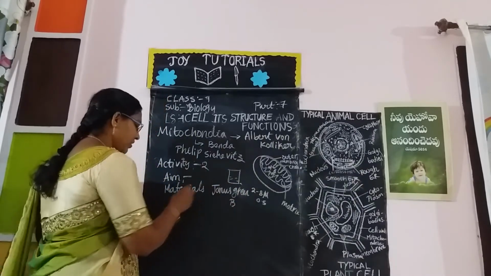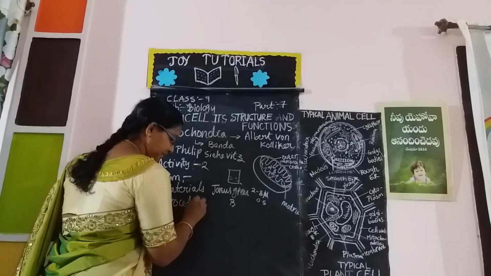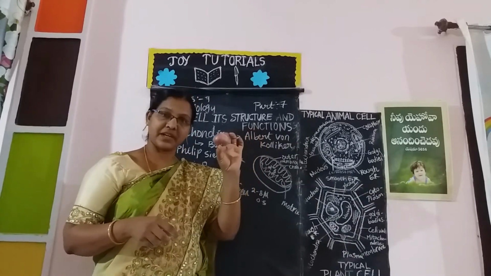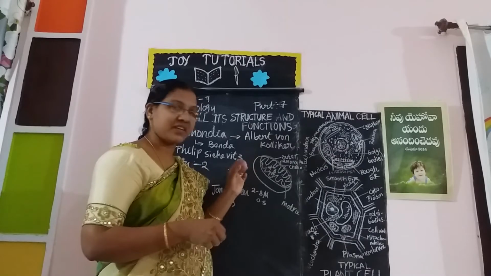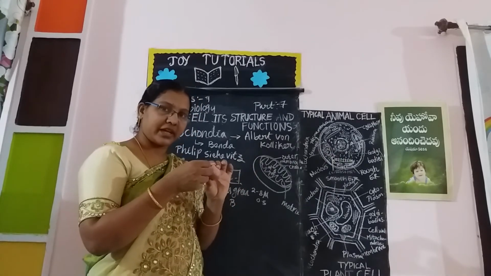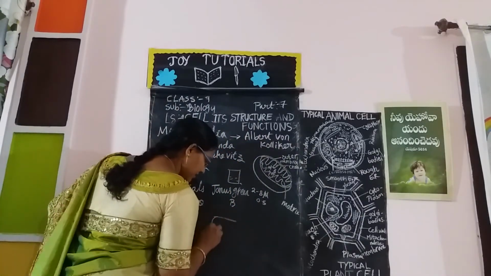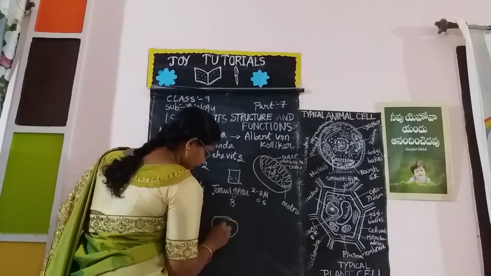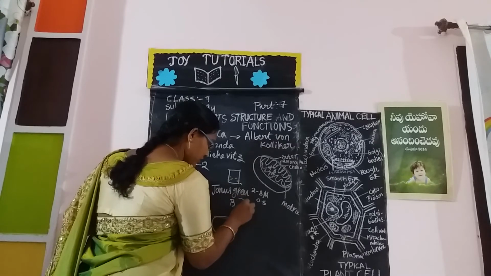Okay, then the procedure. You have to collect the onion peel. In previous episodes I explained how to collect onion peel, you can check there. So we have to take out the onion peel and put it on a glass slide. Then Janus Green B solution is there.